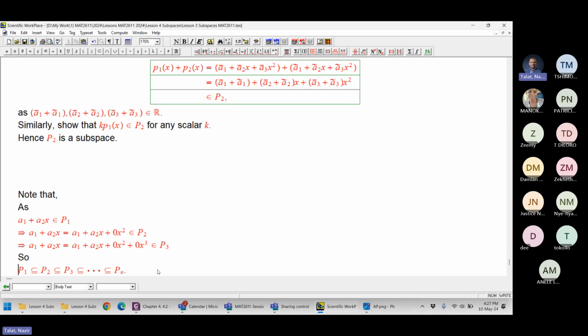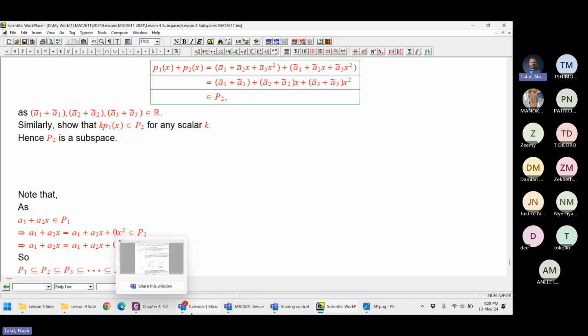So it means P1 is a subset of P2, P2 is a subset of P3, up to Pn, polynomials of degree n. So this is the relation, and it means that P1 is a subspace of P2, P2 is a subspace of P3, and up to so on. So this is the relation which always holds between these polynomials.